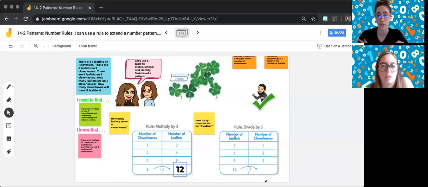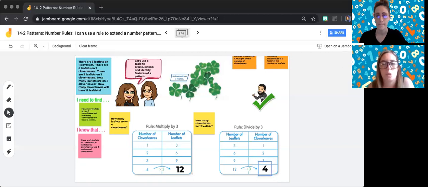Let's look at the next table. This is giving us a different rule, to divide by 3, because now we're looking for the number of clover leaves instead of the number of leaflets. How many clover leaves for 12 leaflets? Okay, so if I have 3 leaflets, I have to divide by 3 and I'll have 1 clover leaf. If I have 6 leaflets, I need to divide by 3. That will give me 2 clover leaves. And 9 leaflets divided by 3 will give me 3 clover leaves. So if I have 12 leaflets and I divide it by 3, I'm going to have 4 clover leaves.